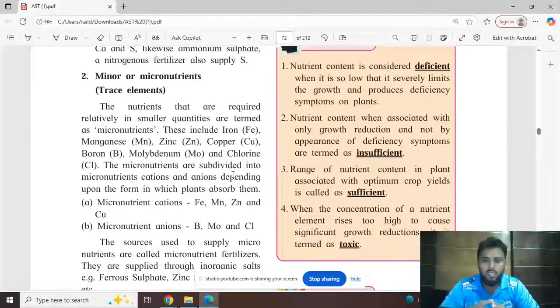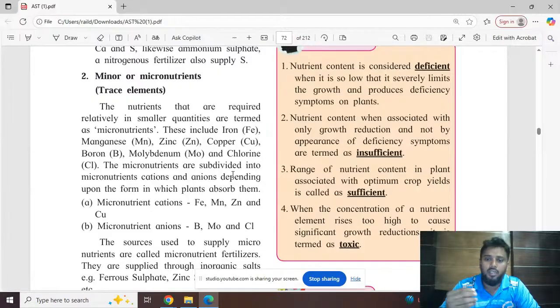Then when the nutrient content is only associated with growth reductions and there is no deficiency symptom, it is termed as insufficient. The nutrients are insufficient, but they are not deficient. They are present in such a quantity that there will not be any deficiency symptom, there will not be any disease to the plants. That condition is called insufficient nutrients.